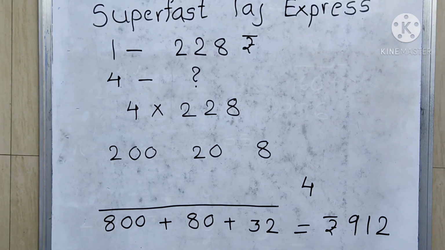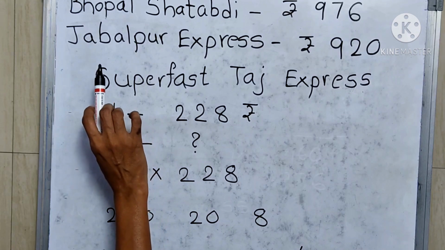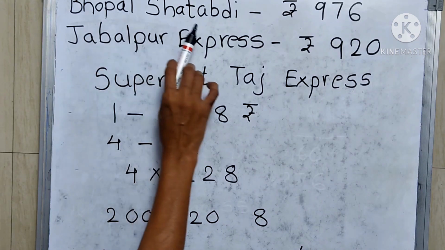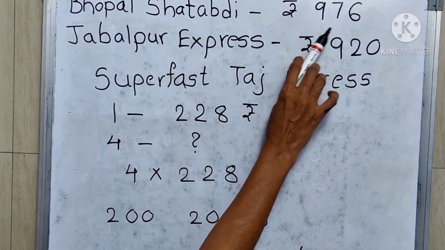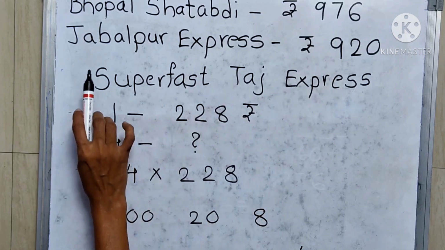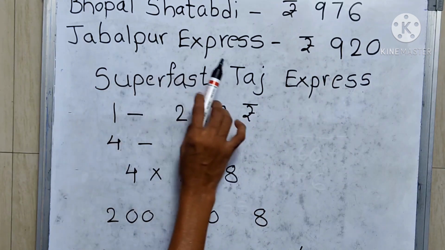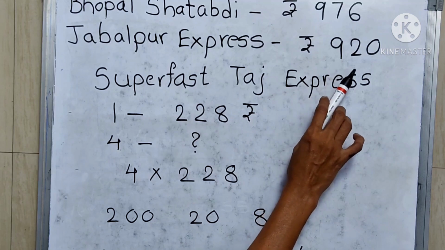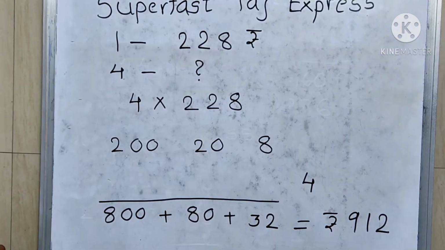We have to compare the cost of tickets for these 3 trains. The cost of tickets for Bhopal Shatabdi is 976 rupees. The cost of tickets for Jabalpur Express is 920 rupees and for the Superfast Taj Express is 912 rupees. So children, Milan should choose Superfast Taj Express because he needs to pay less money.